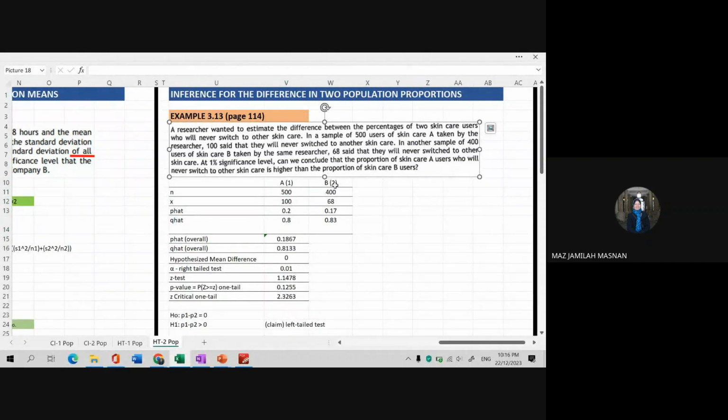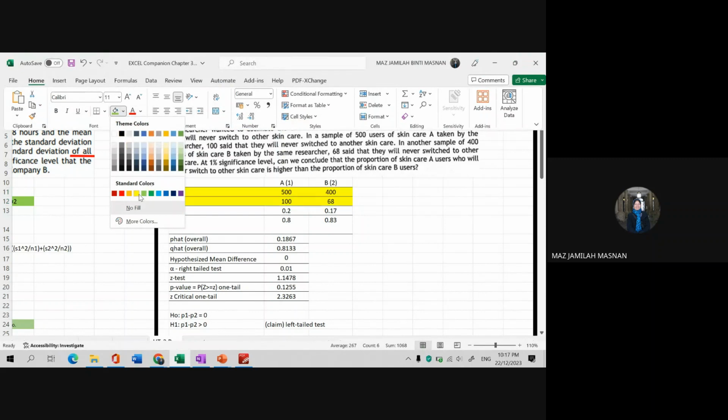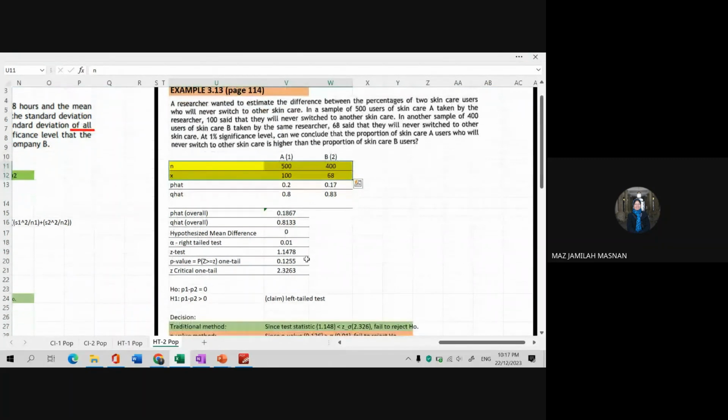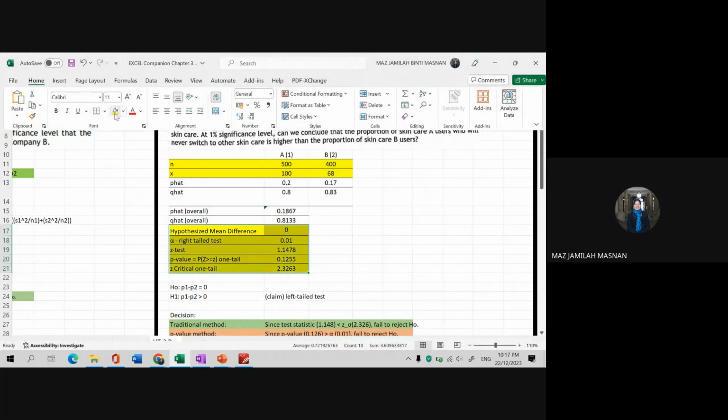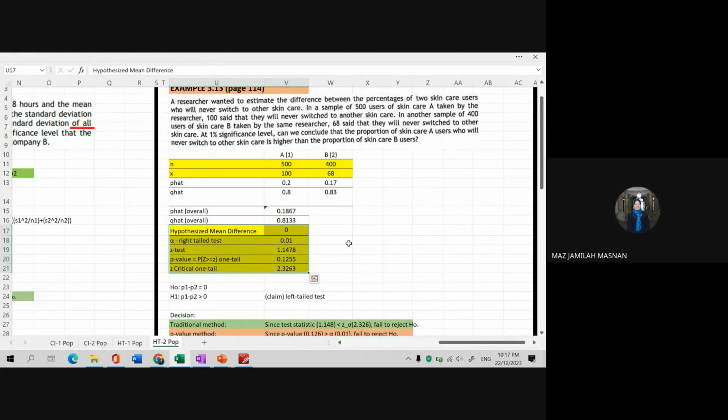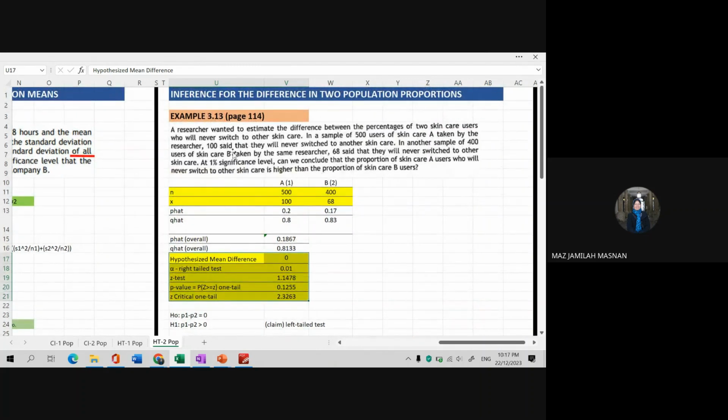So if we plot everything into the information structure, we have skincare A, we have skincare B. Now we have the n, we have the x, so we can find the proportion. Basically, you will be given this in your situation, and this one also provided. That means the rest will be the things that you have to discover on your own: the p hat, the q hat, the overall p hat, and the overall q hat. So what are they? Let us see one by one. Let us finish with the question first.